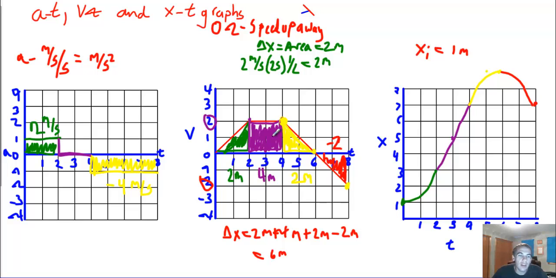Okay, so the acceleration time graph is just one step further than a velocity time graph. It's just like going from position to velocity is velocity to acceleration. Velocity to position is acceleration to velocity. Same process, just one step further.